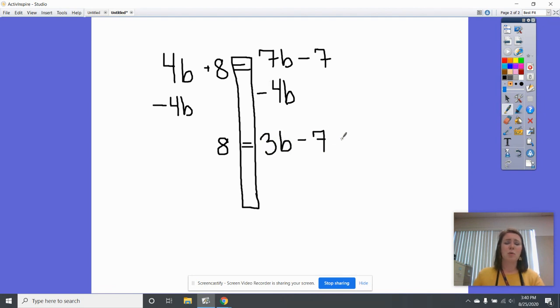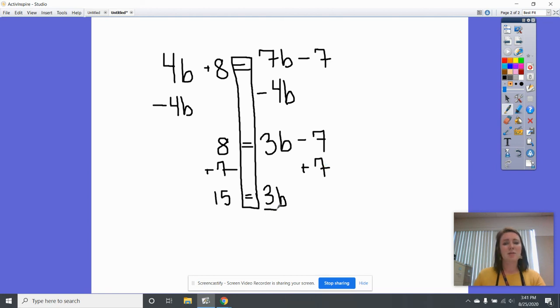Now it's just a two-step equation. We're trying to get b by itself. First, we're going to do plus 7 on both sides. Plus 7 on both sides. Then 8 plus 7 is 15. And negative 7 plus 7 is 0, so I don't have to include the 0.